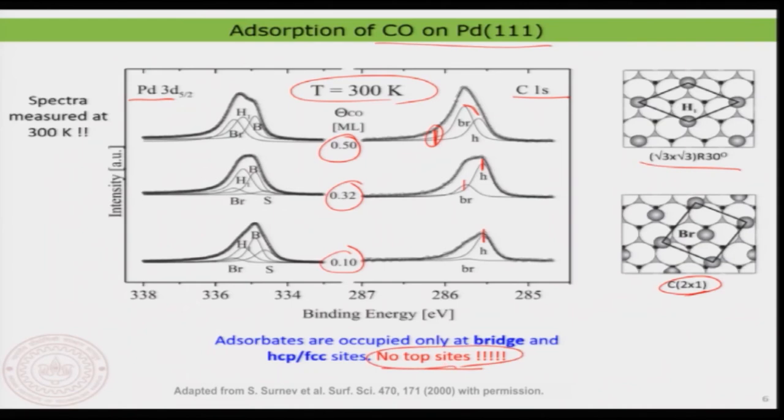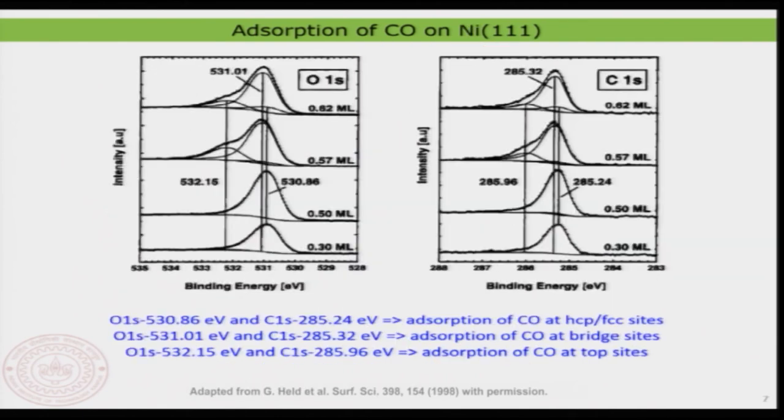Good. So let us look at one more example so that we can understand what's going on. So here is again the same molecule that is getting occupied on the nickel 111 surface. So the surface is slightly different, but the characteristic is the same in this case as well. I again do an experiment as a function of coverage, and in this case I'm looking at the oxygen or carbon. So that's also a possibility.